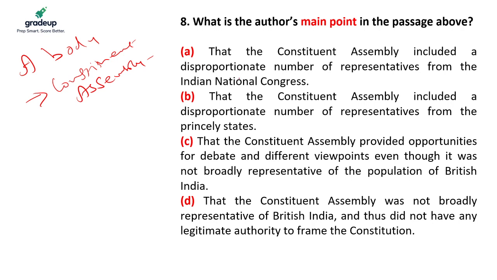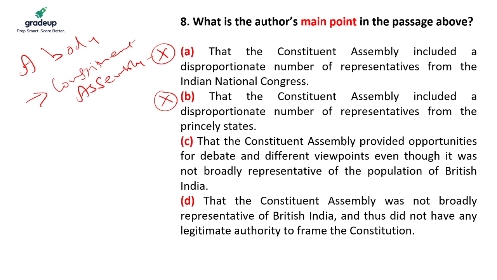The Constitution Assembly included a disproportionate number of representatives from the Indian National Congress. This is not given also. Even if this can be guessed from that line where it says the Indian National Congress actually enjoyed a majority when the Muslim League left, even then the second part is not there. That is, they were able to function in a very unbiased manner. The Constituent Assembly included a disproportionate number of representatives from the princely states. Again, the second point is not being discussed.